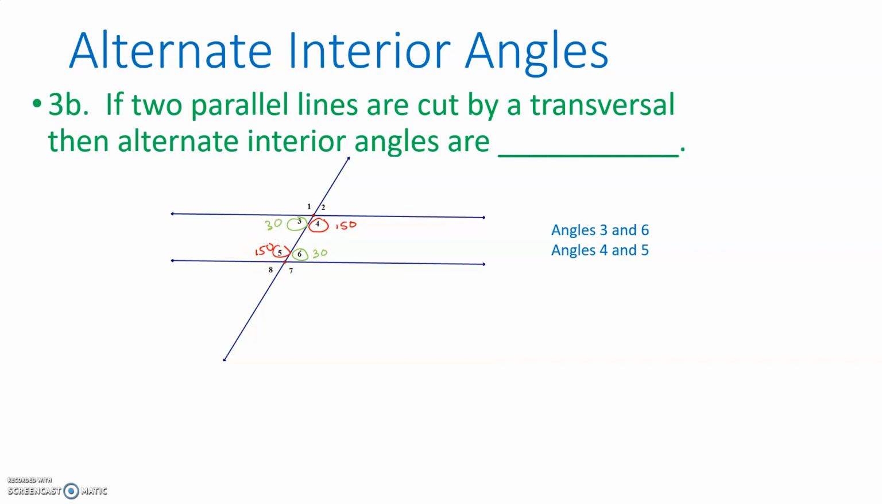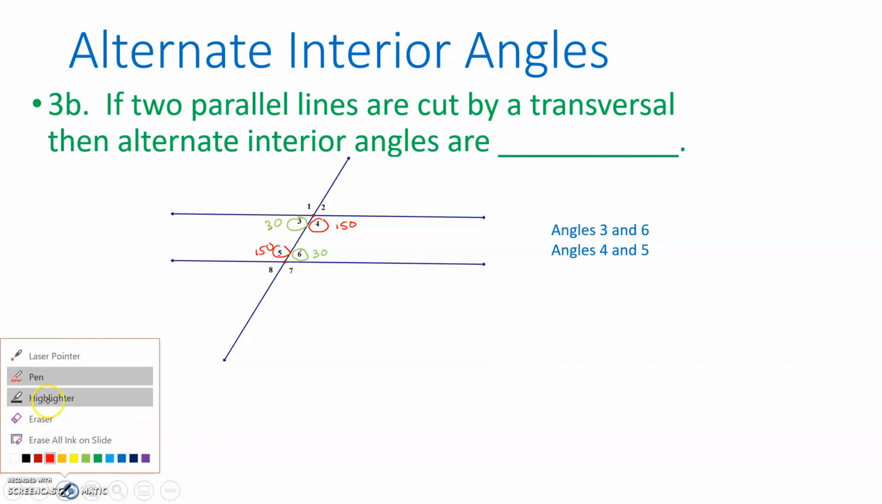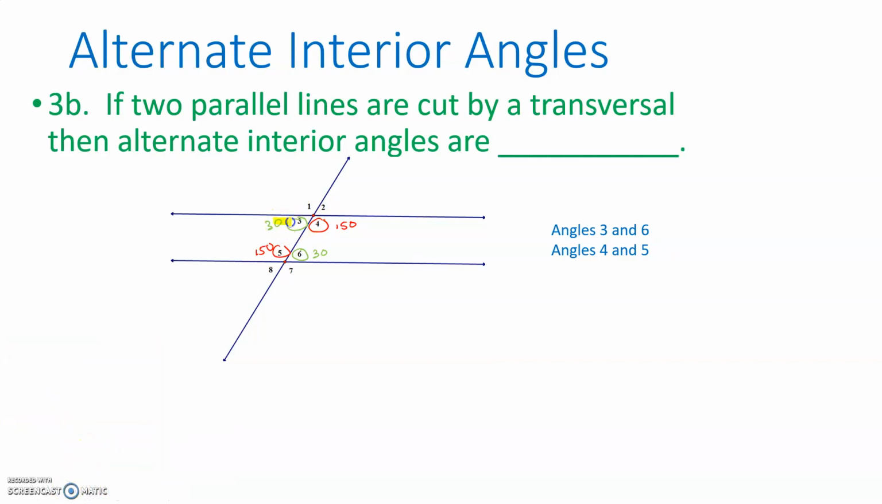Alternate interior: interior angles are inside the parallel lines. So that would make those four angles that are interior, inside the parallel lines. Alternate means that one is on one side of the transversal and one is on the other. So here's one on one side of the transversal, and this guy's on the other.